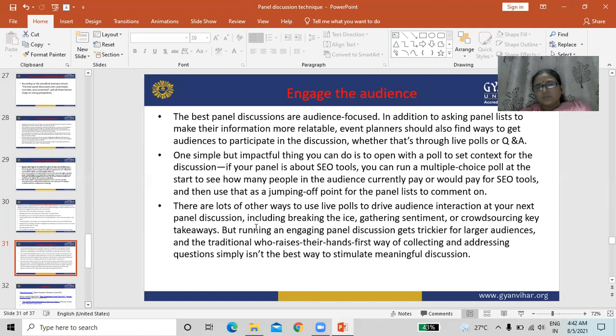including breaking the ice, gathering sentiment, or crowdsourcing. Key takeaway: running an engaging panel discussion gets tougher for large audiences, and the traditional way of collecting and addressing questions, where whoever raises their hand first asks, simply isn't the best way to stimulate meaningful discussion.